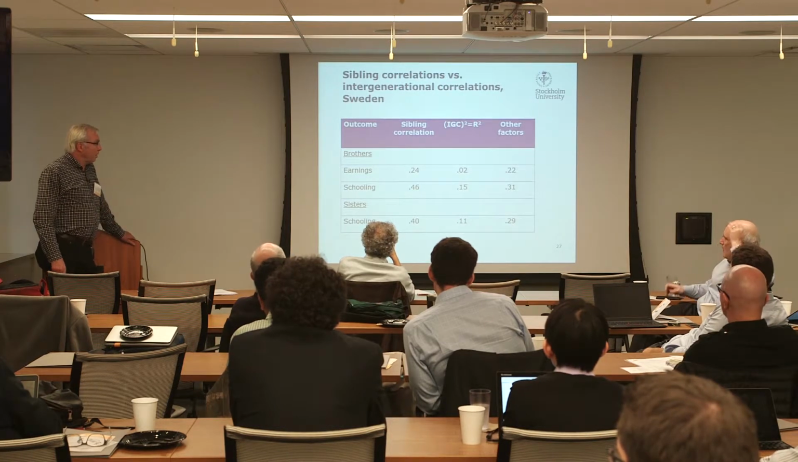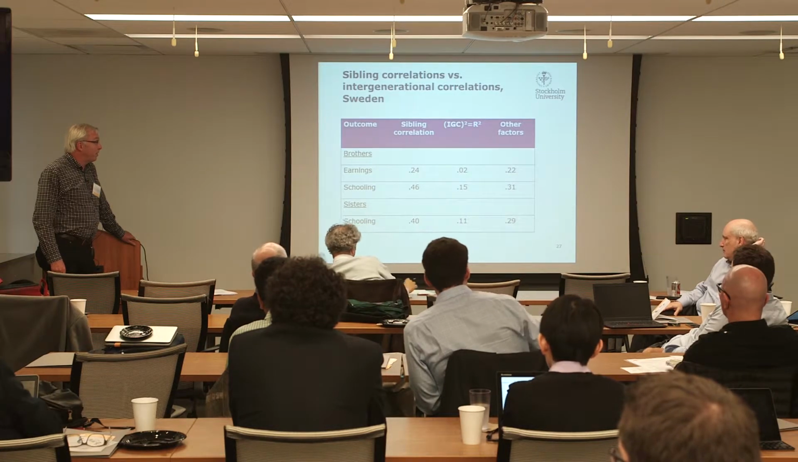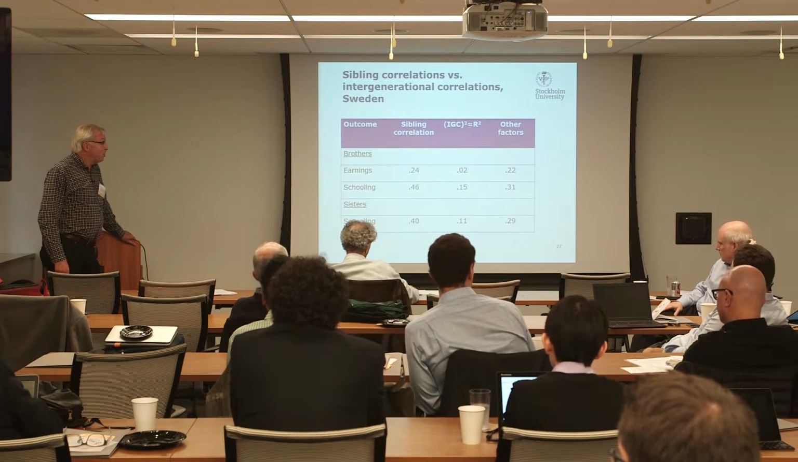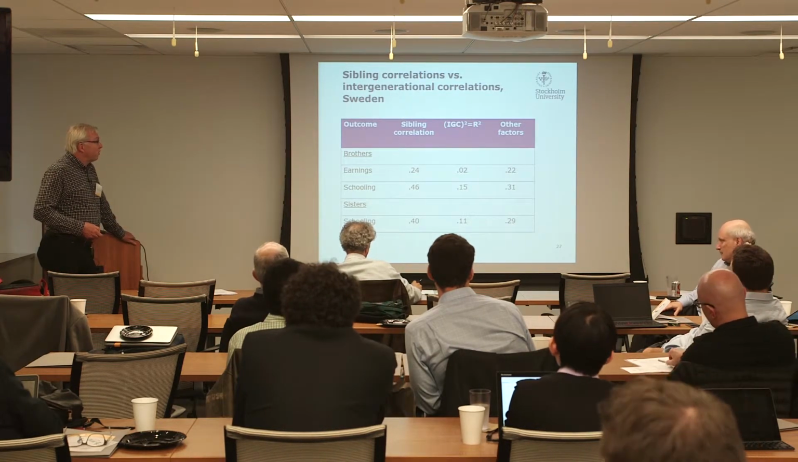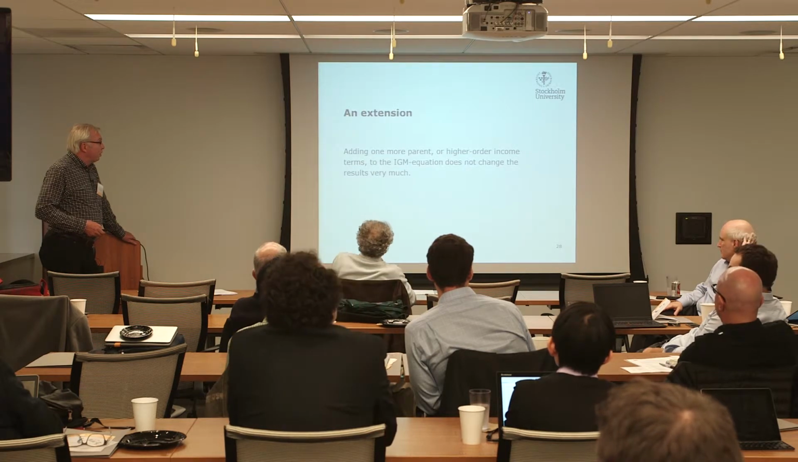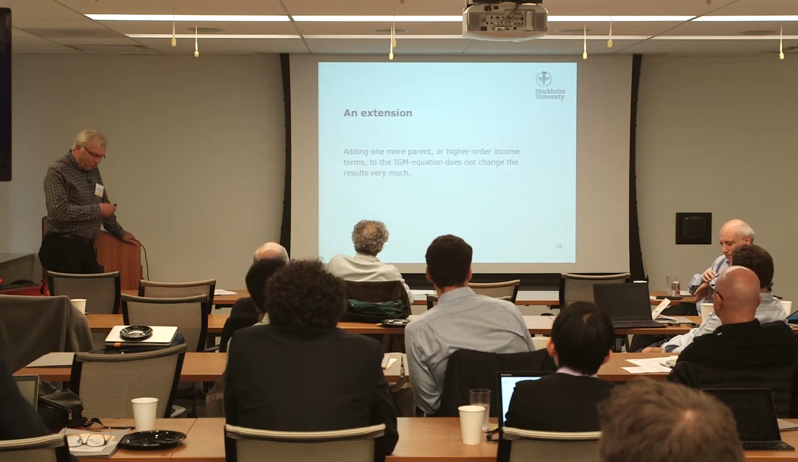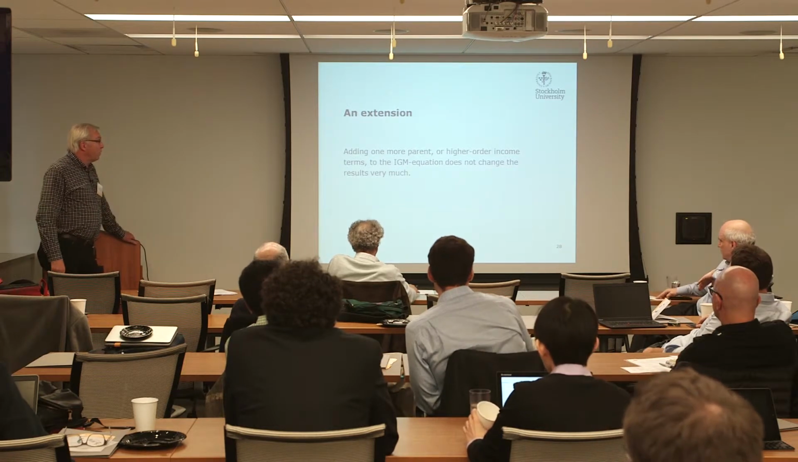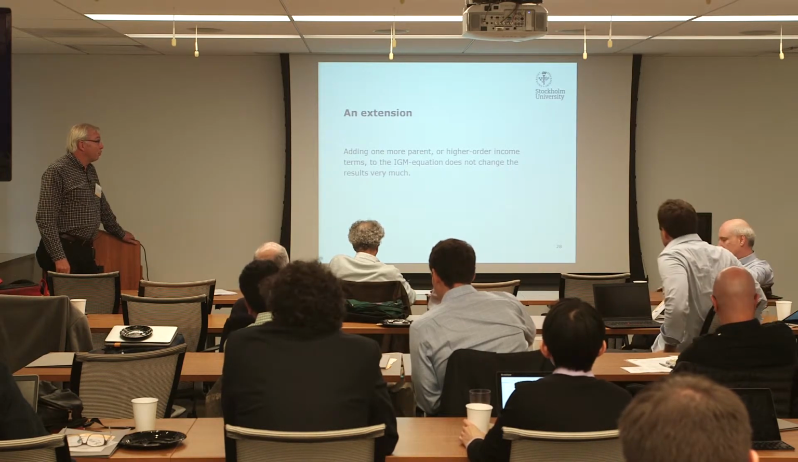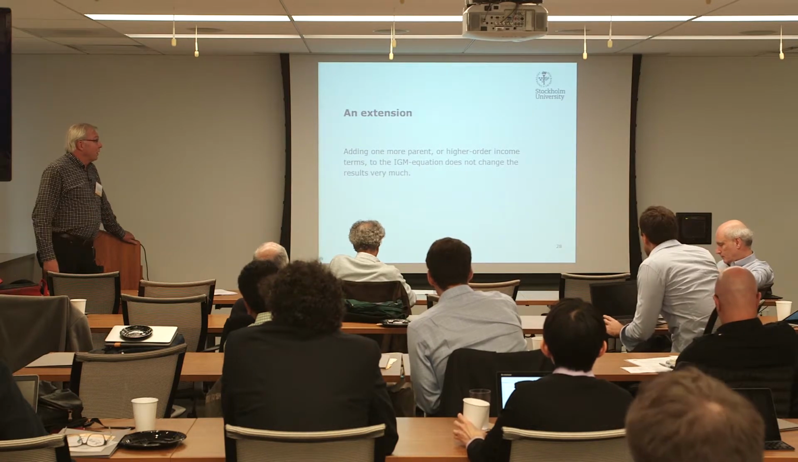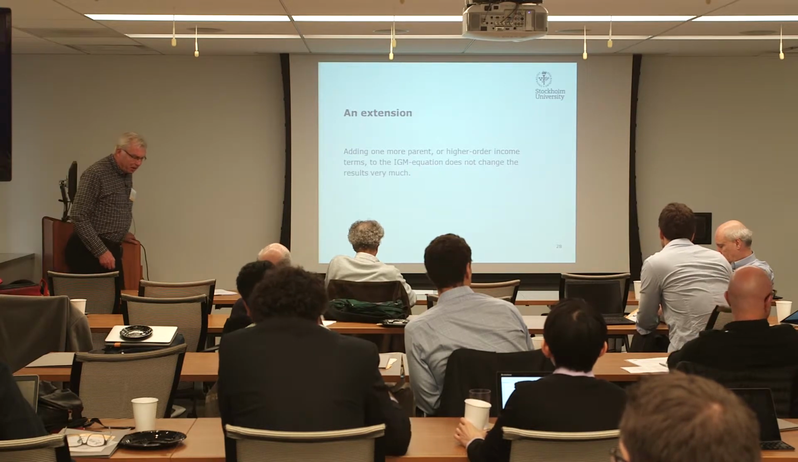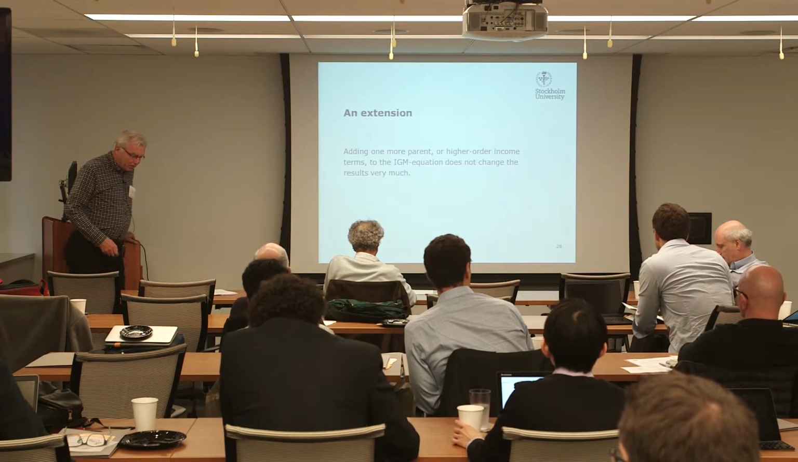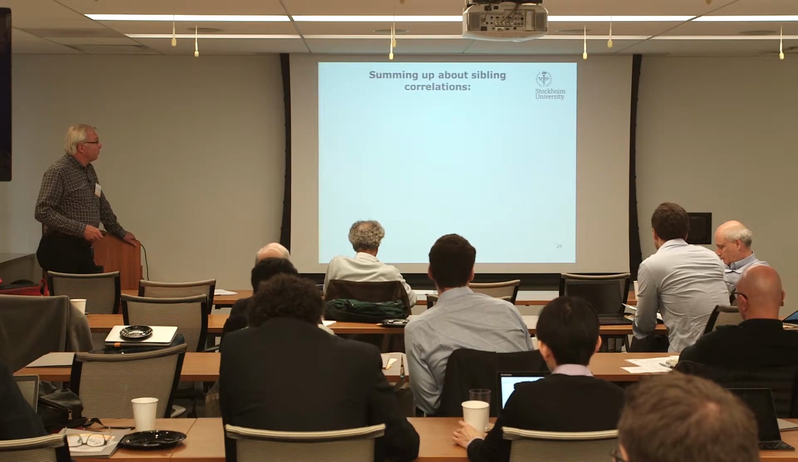So there seems to be something unobserved and uncorrelated with parental income and parental education that siblings share, and that means quite a lot. So I'm coming back to the challenge of understanding that. And of course, for the last slide, one could have one more parent and also higher order income terms, but that does not change the results very much. So there is quite a lot that siblings share that is not captured in intergenerational mobility estimates.